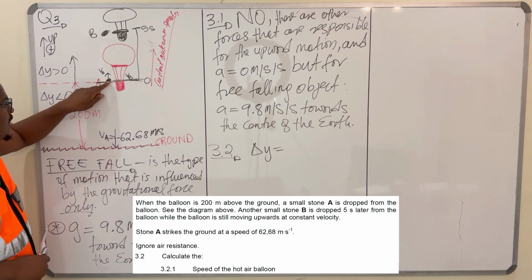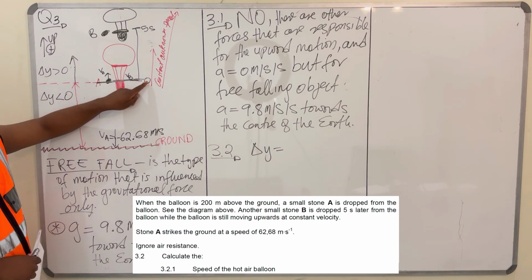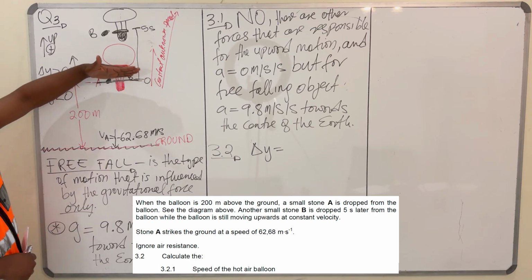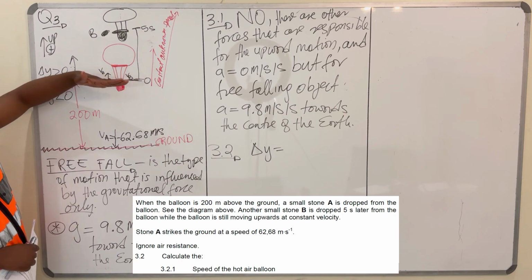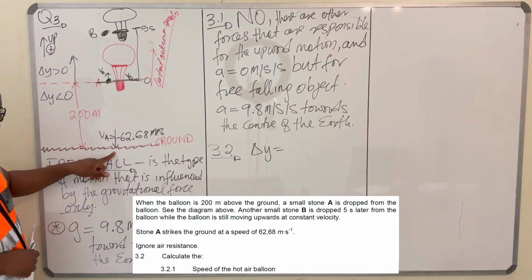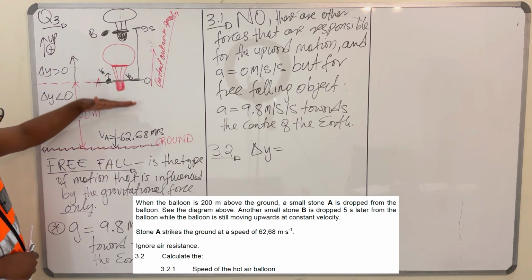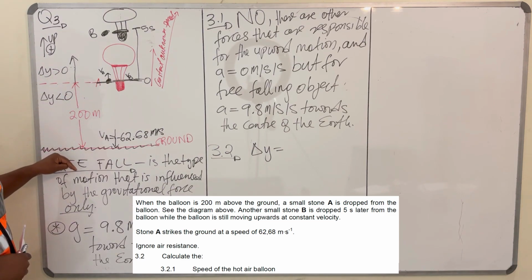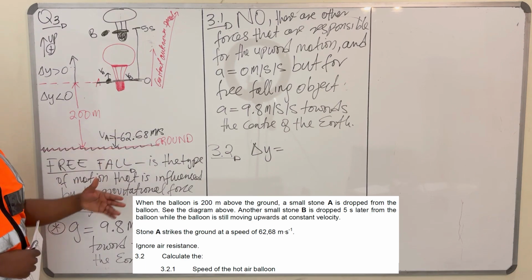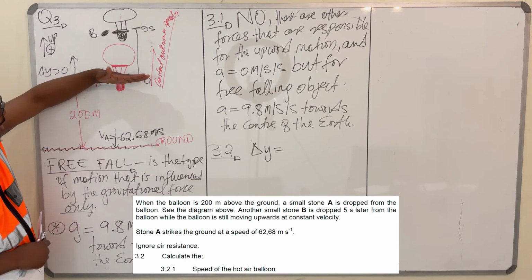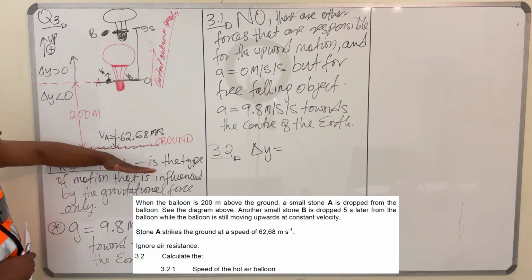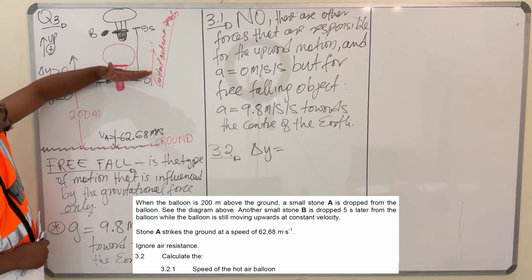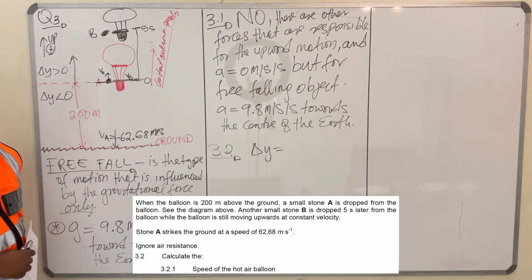So the initial position is here, which is this point that I've taken as a zero reference. This is my initial position, right? This is the final position. So the displacement is the change in position, which is this distance here, which is 200 meters. But because it's below my zero reference point, it's going to be negative.